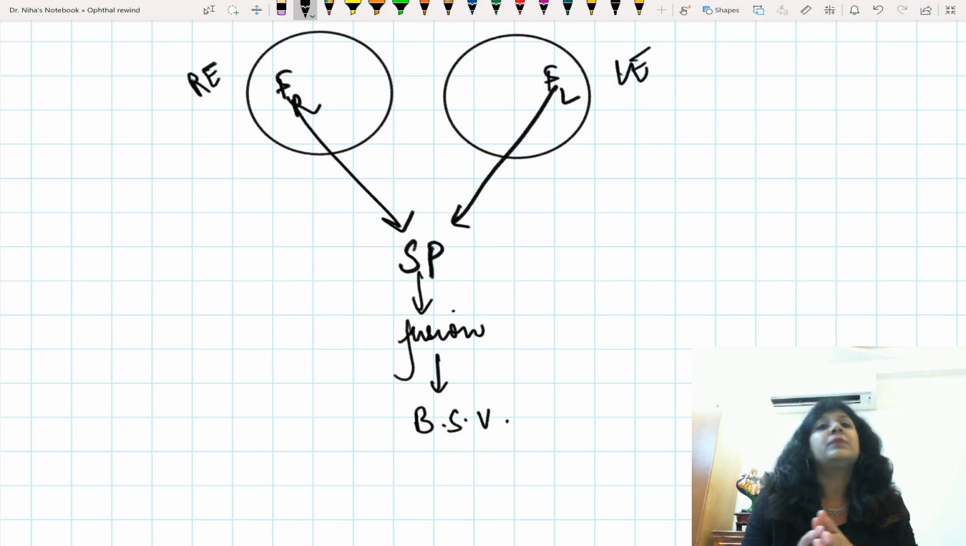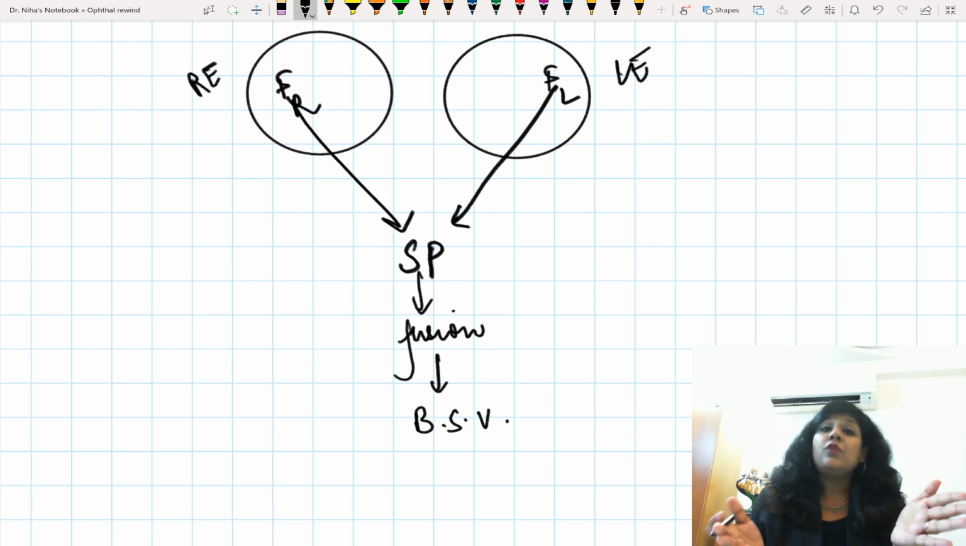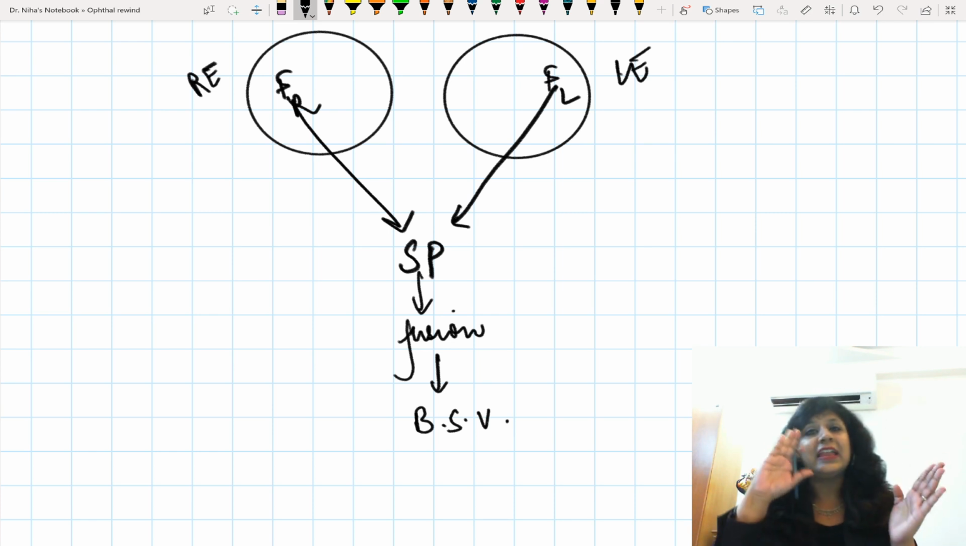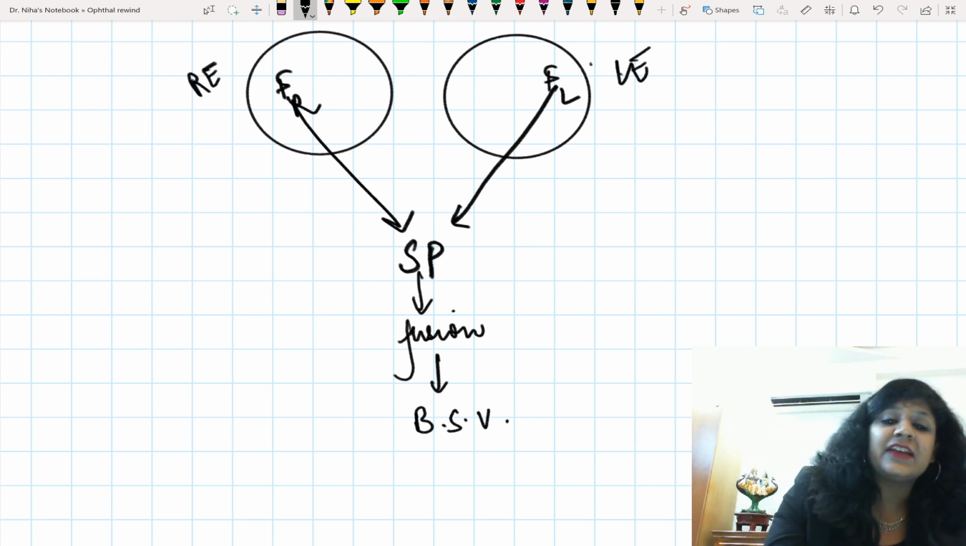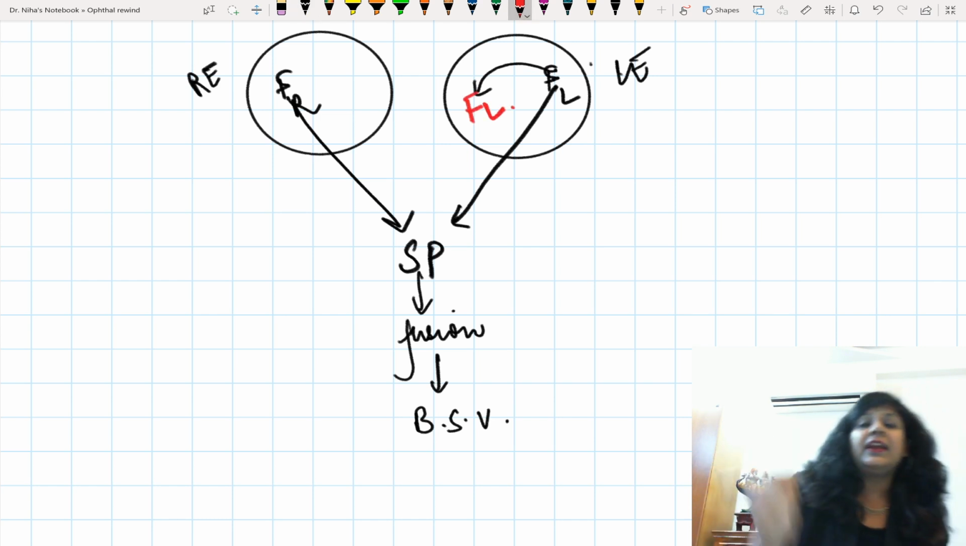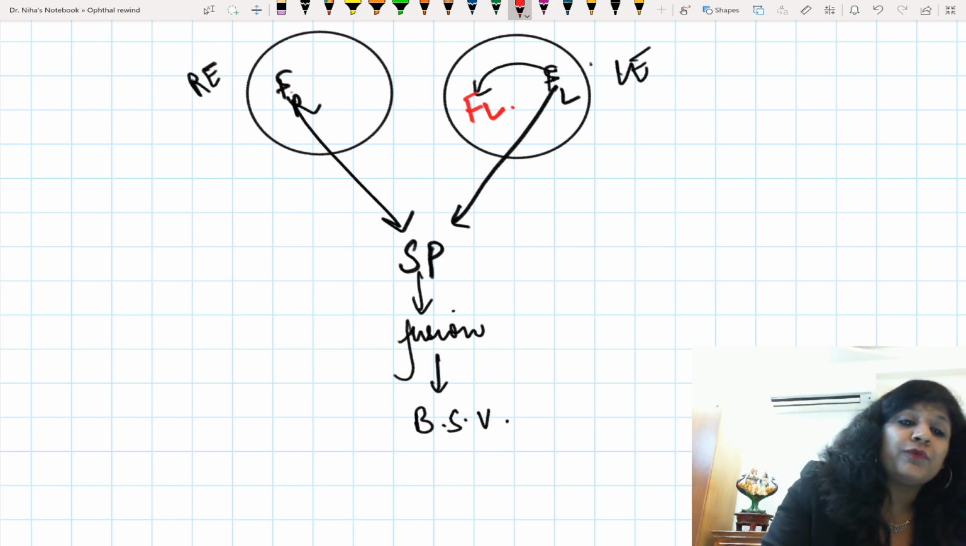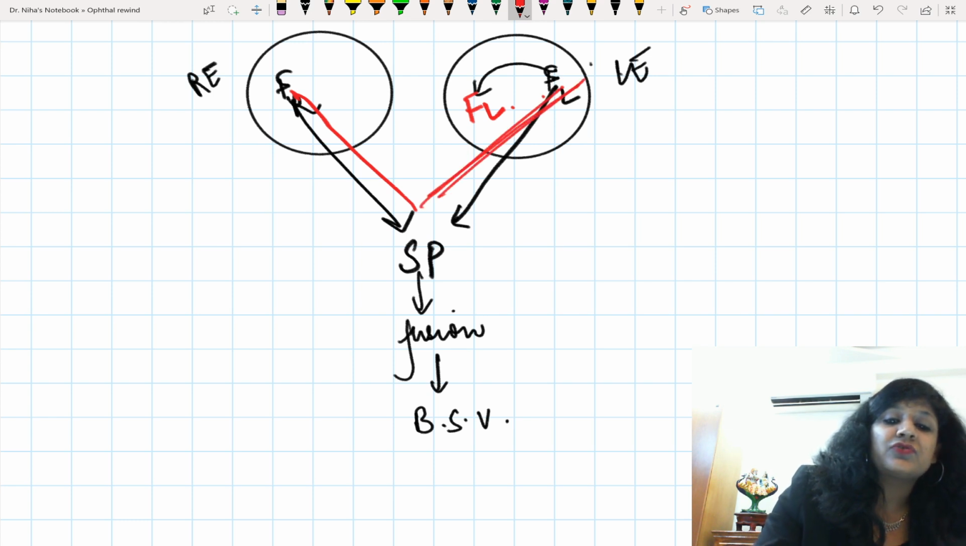What are the three grades of binocular single vision? First is simultaneous perception, then fusion, and then the third thing, binocular single vision. Now what happens in squint? The eye deviates. Suppose this eye deviates, and because of the deviation, this fovea is coming to a new point here, right? This has come here. So now this fovea is corresponding with an extrafoveal point, with this extrafoveal point.